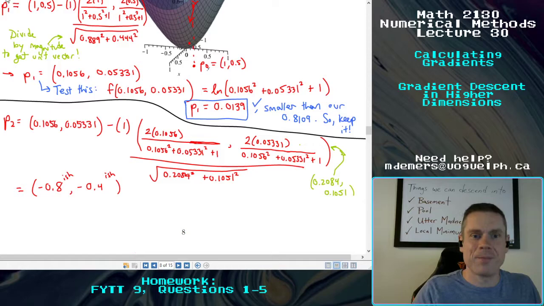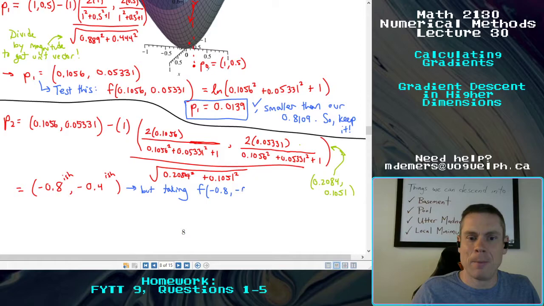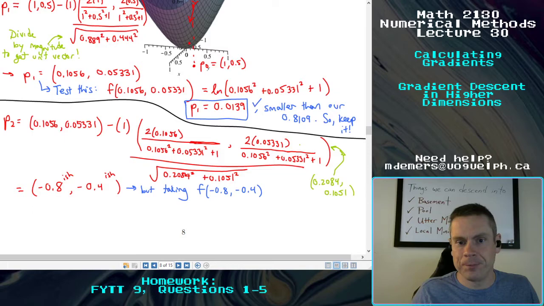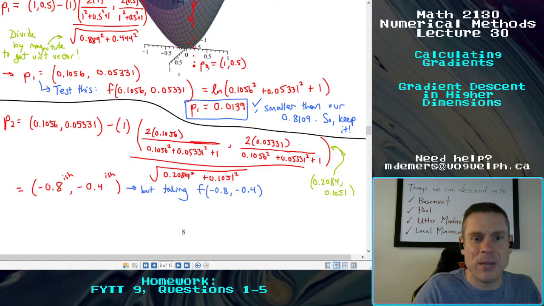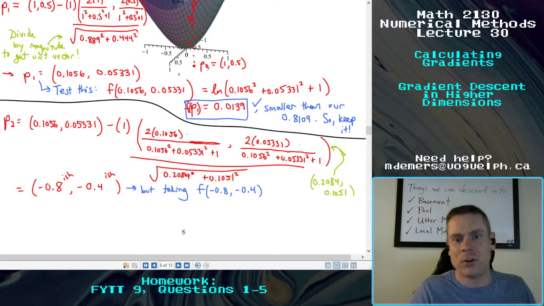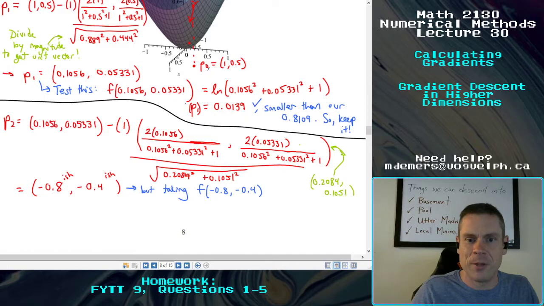Unfortunately, if you take f of this, f of minus 0.8, minus 0.4, you actually get a quantity that is larger than the 0.0139 that we had. Oh shoot, what did I write up here? I said p1 is 0.0139. This should be f of p1 is 0.0139. I apologize for that. Let's just make that clear. This is f of p1. That's what we're testing here. And then we're going to keep that p1. Sorry, I didn't mean to be confusing up there. That's just me losing my head for a second.